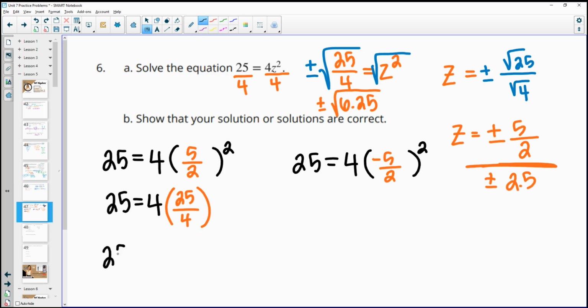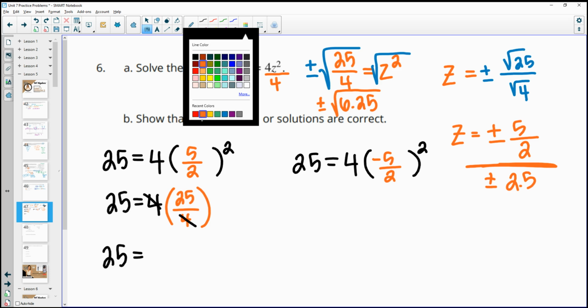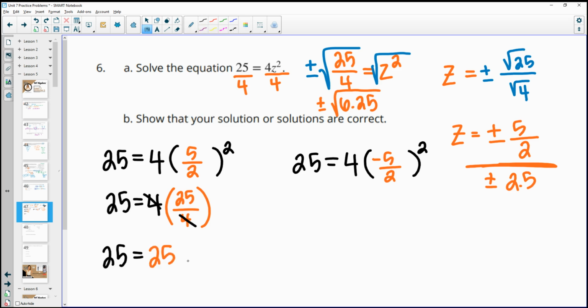Then we would multiply that by 4, right? And this 4 would cancel with this one. Or you can think of it as 100 divided by 4, and you end up with 25, and we see that that is a solution. So positive 5 over 2 is a solution.